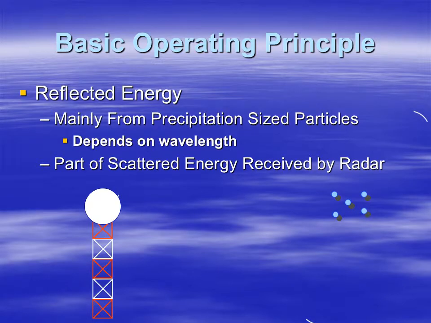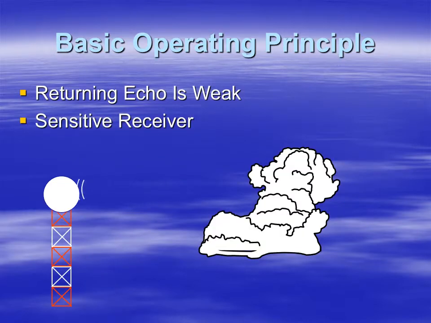The amount of energy that is reflected or backscattered to the radar, of course, depends upon the size of the particles and also the wavelength, and only a very small part of the energy that was transmitted actually makes it back to the radar. So these returns, or echoes, are very weak. You need a very sensitive receiver to detect the power coming back, and that is measured, and that determines your radar intensity. So that is the basic operating principles of radar.